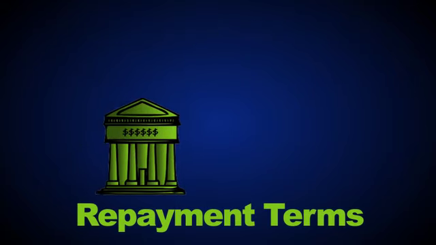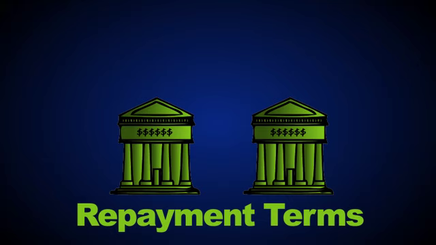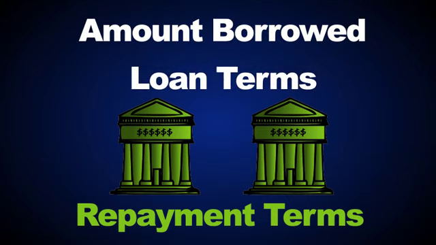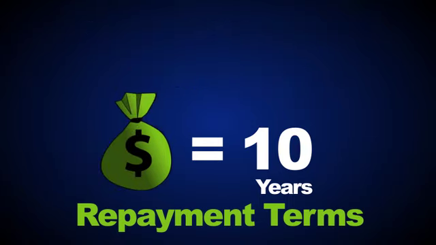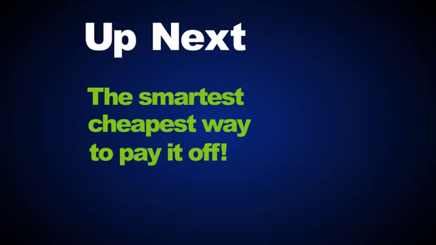Repayment terms also vary from lender to lender on private loans. The length of repayment depends on the loan terms and the amount borrowed, typically ranging from 10 to 15 years. Speaking of repayment, the next lesson is all about what to expect for private loan repayment and what's the smartest, cheapest way to pay off your education debt.